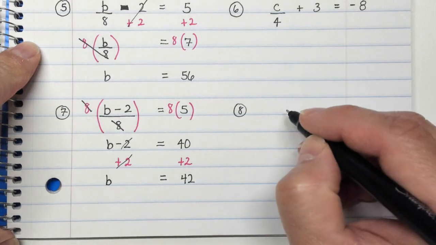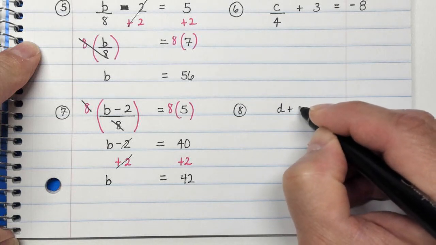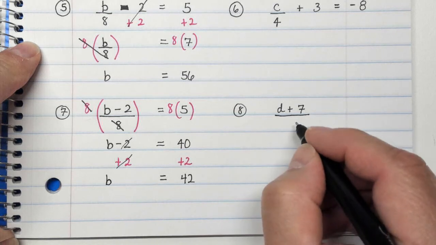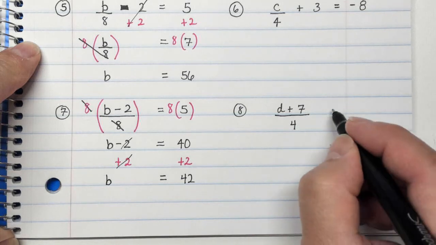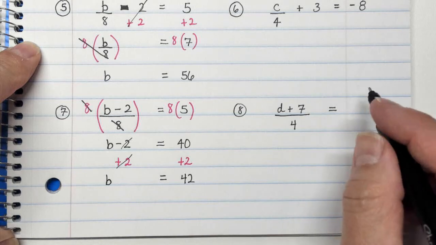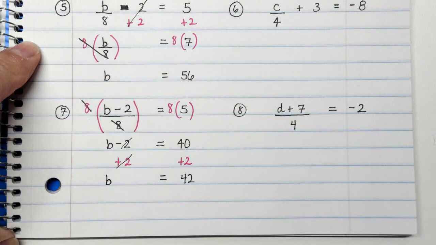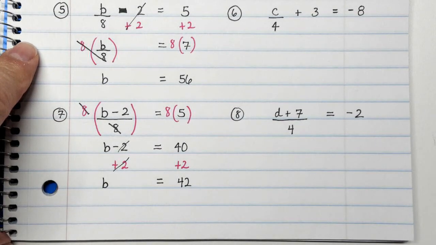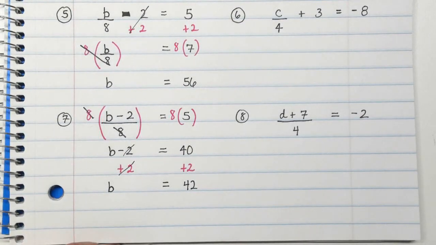Your turn. This time I'm going to use the letter D. D plus 7 divided by, I'm going to go with 4 equals negative 2. Again, use calculator. Be careful. That is the end of this lesson. So you need to do 4 problems. That's it. I don't know what else to do for you. It's like the minimum.